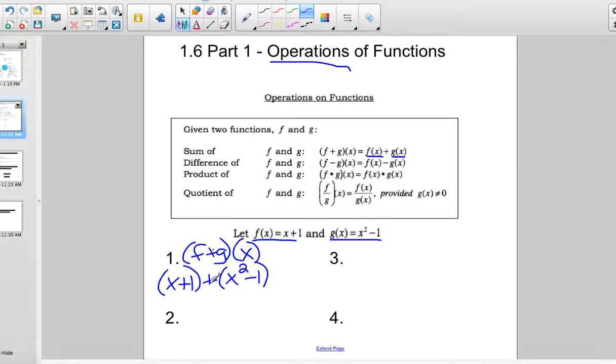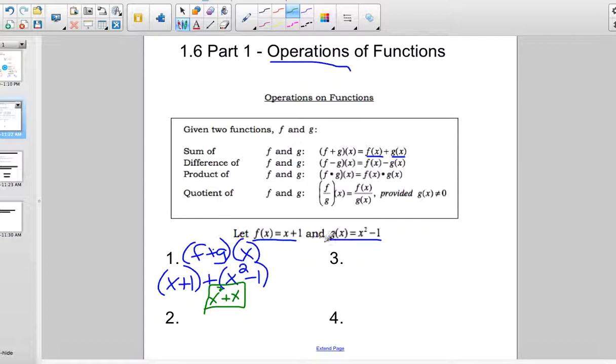And then you're just going to add like terms together and get an answer. So when you add your like terms, you can write it in descending order, so the biggest degree first. So it's going to be x squared, and that takes care of this one, plus x. And then finally we have 1 plus negative 1, which is 0. So your answer is literally just x squared plus x, right? It's pretty basic stuff.